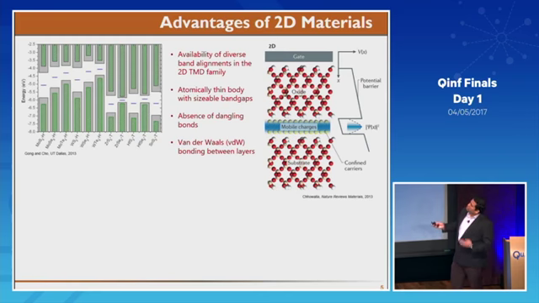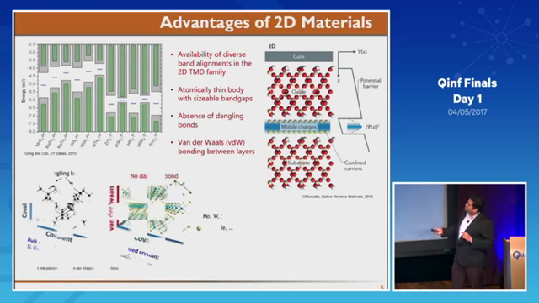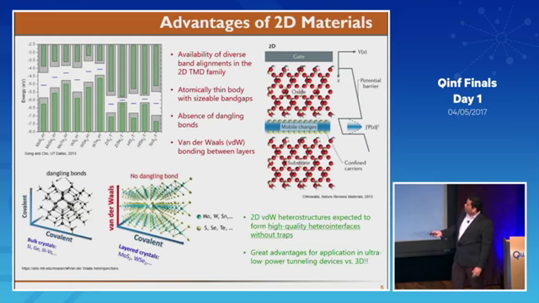The most important property of these 2D materials is the absence of dangling bonds, which you can find in 3D materials. Also, between the layers of the 2D material, you have van der Waals bonding, which alleviates the lattice mismatch issue. These two important properties, the absence of dangling bonds and the presence of van der Waals bonding, help us to design van der Waals heterostructures with very minimum traps. And this is the main advantage why we are interested in 2D materials as compared to 3D.